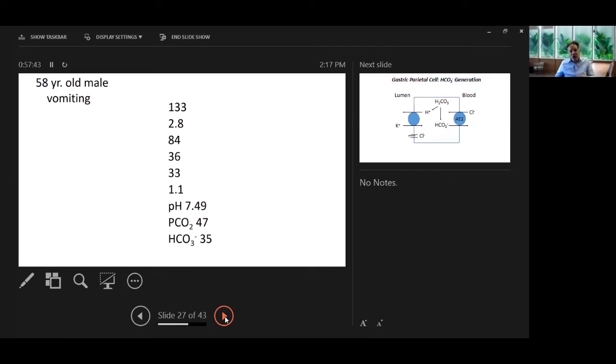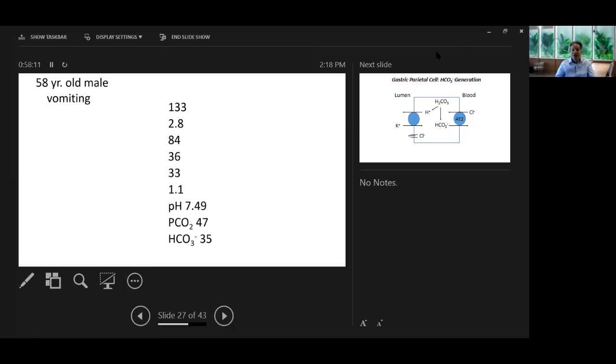Okay, so this is a male who was vomiting. Bicarbonate's elevated, 35, calculated 36 on the chem panel, the total CO2. And so again, elevated bicarbonate, it's either metabolic alkalosis, acute respiratory acidosis, or chronic respiratory acidosis. Remember, when it's elevated, there's 3 choices. When it's down, there's 3 choices. And you start your acid-base analysis by looking at the bicarbonate.